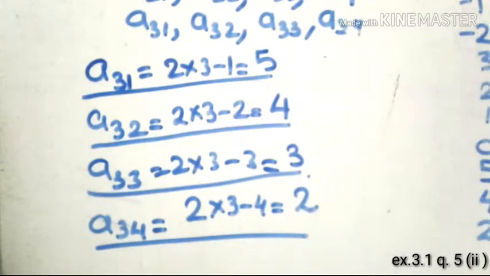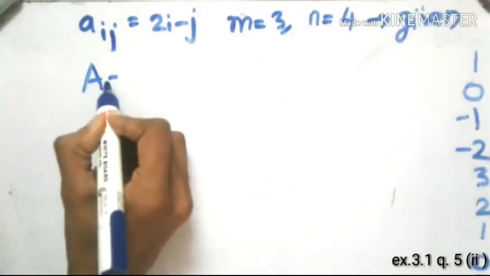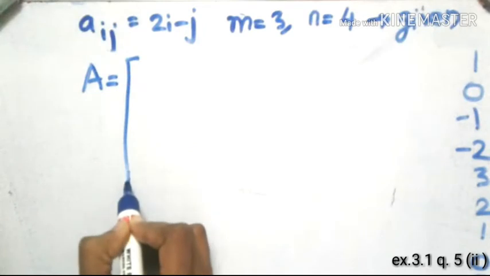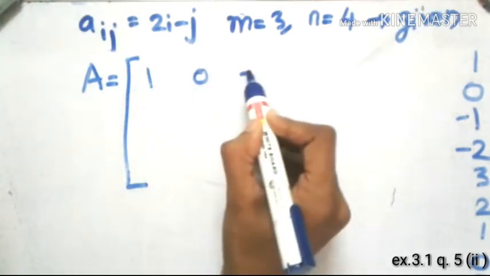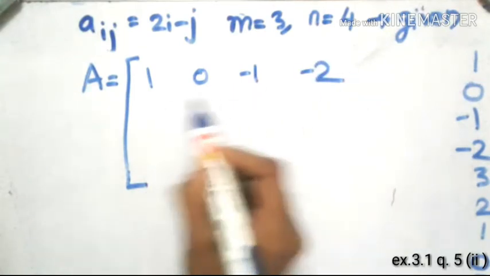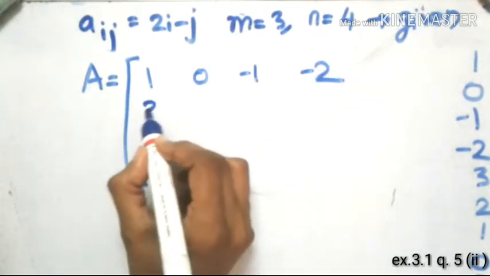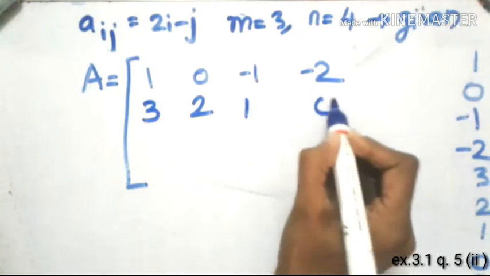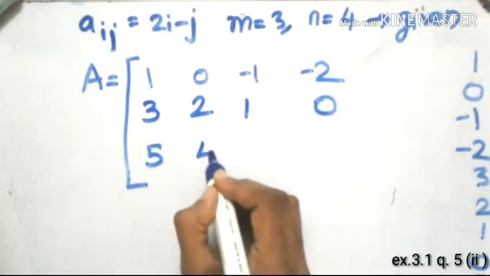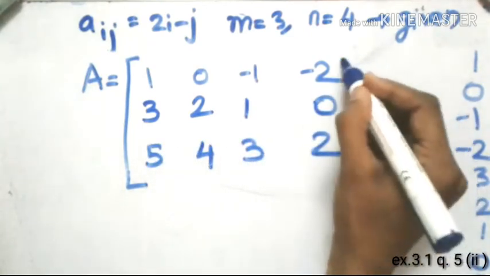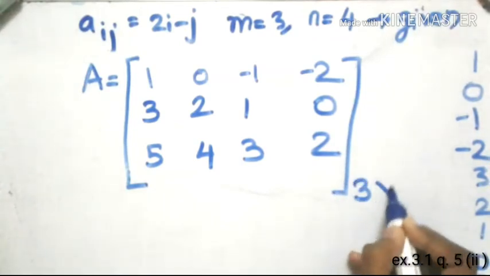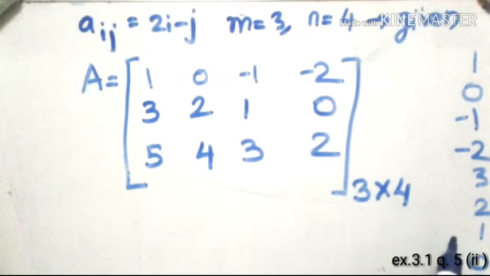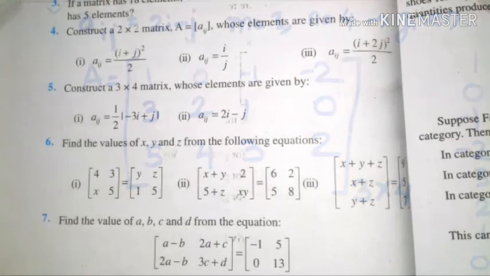Let's write that all in the matrix format now. So the matrix A, which is of the order 3 by 4, will be given by 1, 0, minus 1, minus 2. Those are the first row entries. 3, 2, 1, 0, and 5, 4, 3 and 2. Always write the order of the matrix when you're giving the final answer. So it will be 3 by 4. So that solves the 5th question.